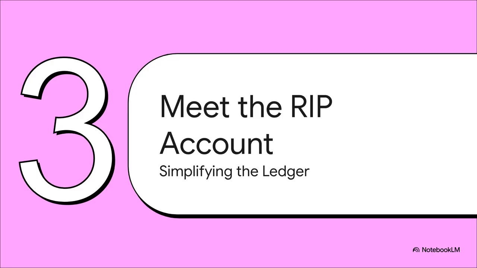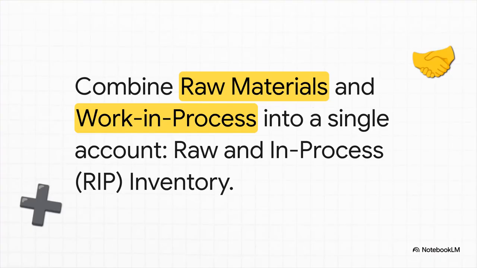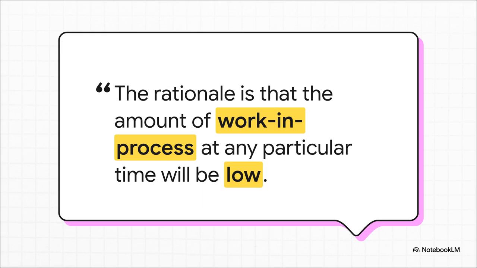Okay, so let's zoom in on that first huge change. I'm talking about getting rid of that pesky WIP account and bringing in something way better. So, the big idea is this. Instead of tracking materials moving from the storeroom to the factory floor in separate accounts, we just mush them together. And that gives us the raw and in-process account, or RIP for short. Yep, RIP to the old way. One account to deal with instead of two. How easy is that?